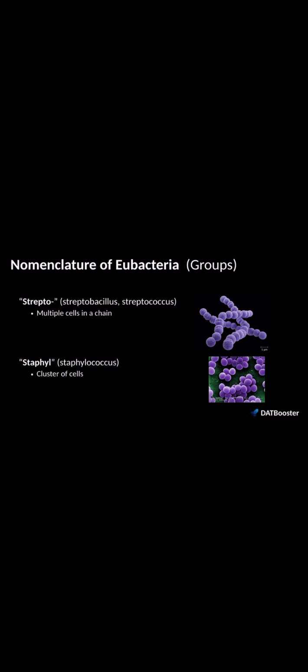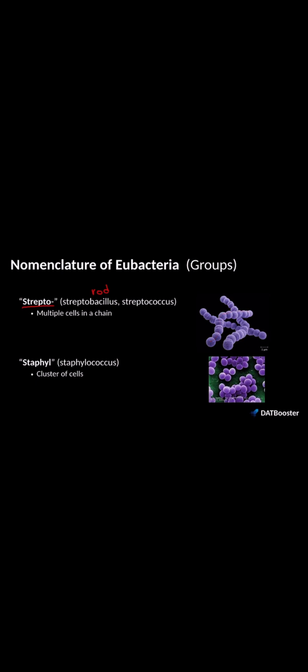Once we have identified the shape of the bacteria, we have to see how it groups up. When you have bacteria found in a chain-like fashion, we use the word strepto as a prefix. So you'll hear the word streptobacillus or streptococcus. Strepto meaning chain, bacillus meaning rod-shaped, or streptococcus, meaning spherical-shaped bacteria that's found in a chain. So this over here on the right-hand side is streptococcus.